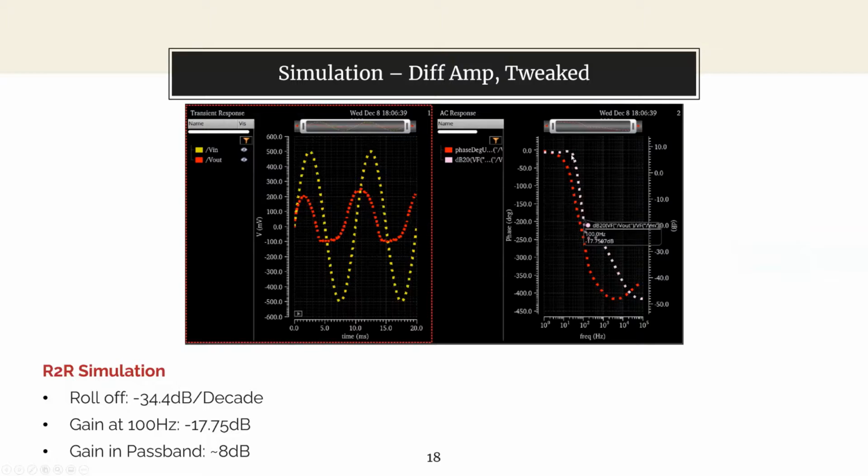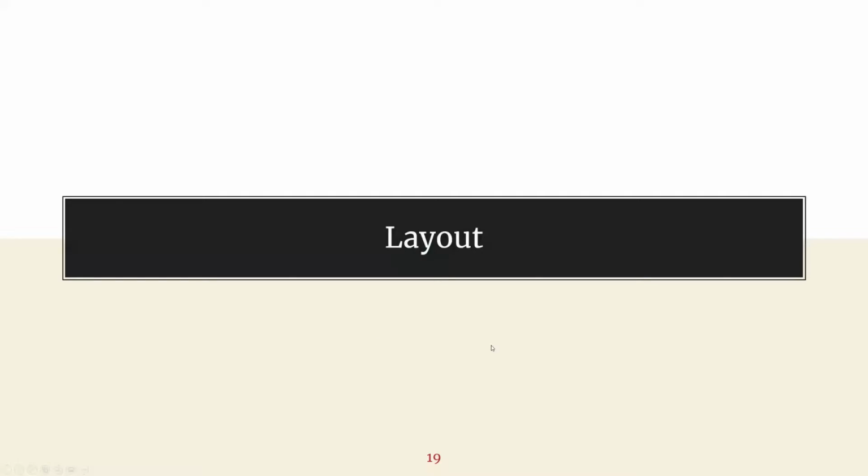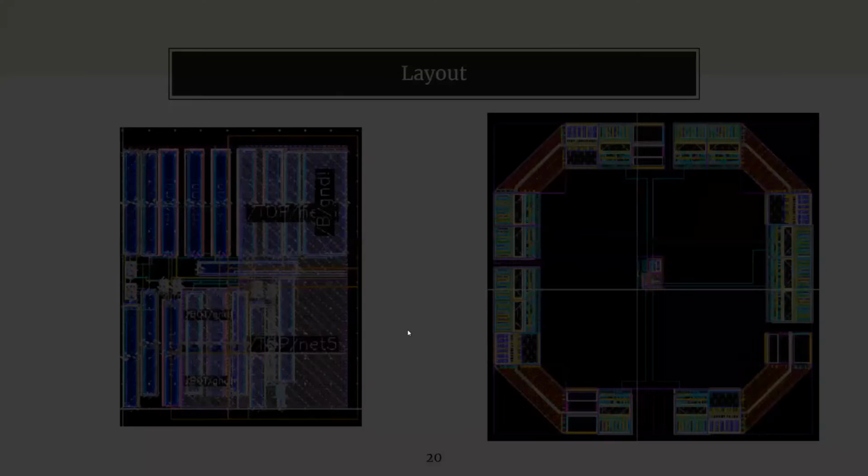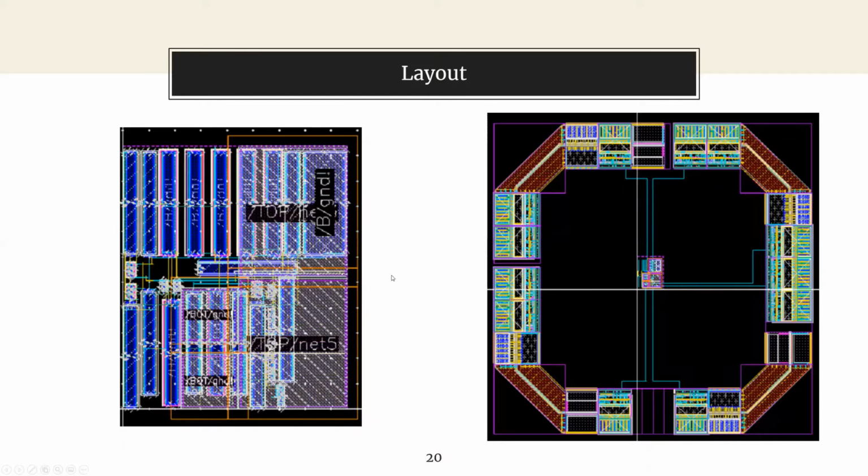And it shows a less ideal response, but still characteristically flat in the passband, and almost negative 40 dB per decade roll-off, and a little bit of error in the cutoff frequency, but it's fairly close. So then I decided to move on to layout, and here you can see the layout of the schematic using P-cells.